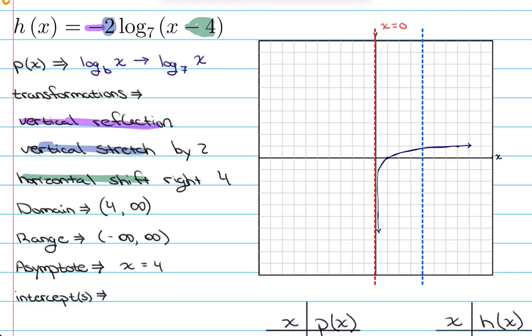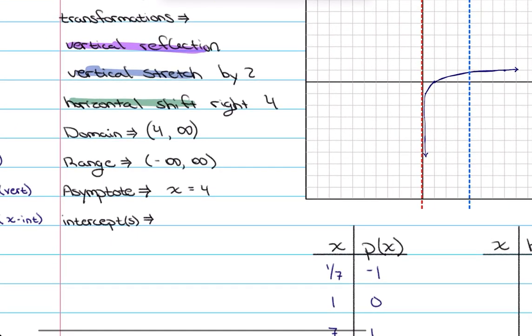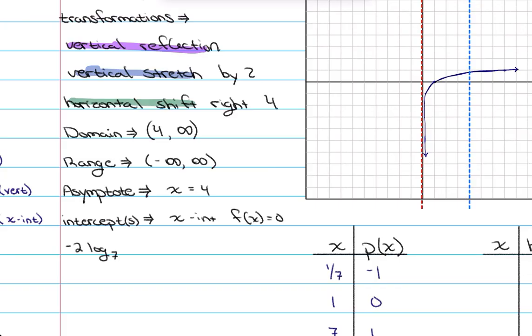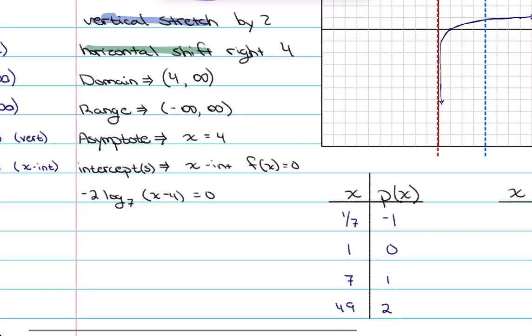And then intercepts, again, we're not going to have a y-intercept. We're going to have an x-intercept. So we're going to look for our x-intercept. Remember, that means f of x equals 0, or whatever the name of the function is. This one is h of x. We're going to set -2 log base 7 of x minus 4 equal to 0. And we're going to solve this.